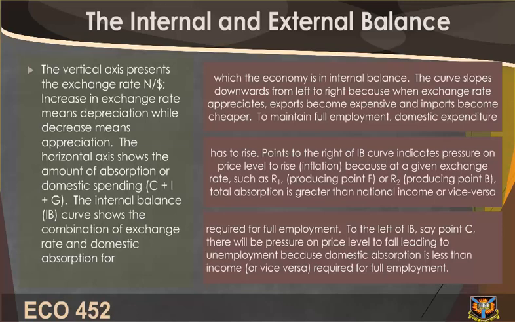Points to the right of the IB curve indicate pressure on price level to rise, inflation, because at a given exchange rate such as R1 producing point F or R2 producing point B, total absorption is greater than national income or vice versa required for full employment. To the left of IB, say point C, there will be pressure on price level to fall, leading to unemployment, because domestic absorption is less than income or vice versa required for full employment.